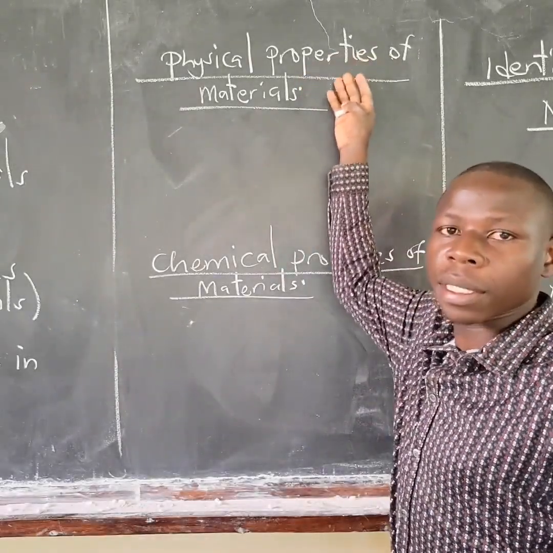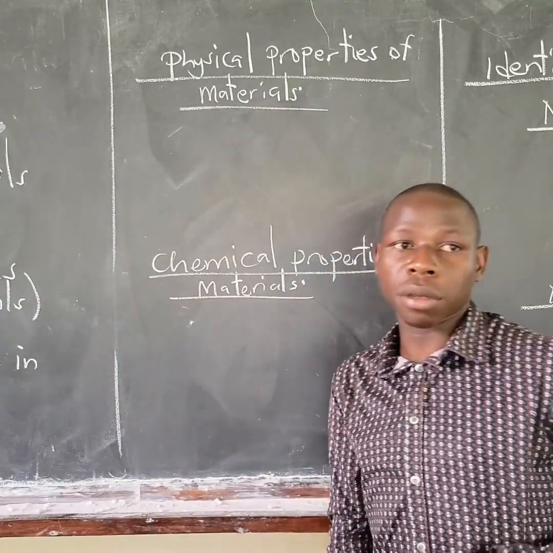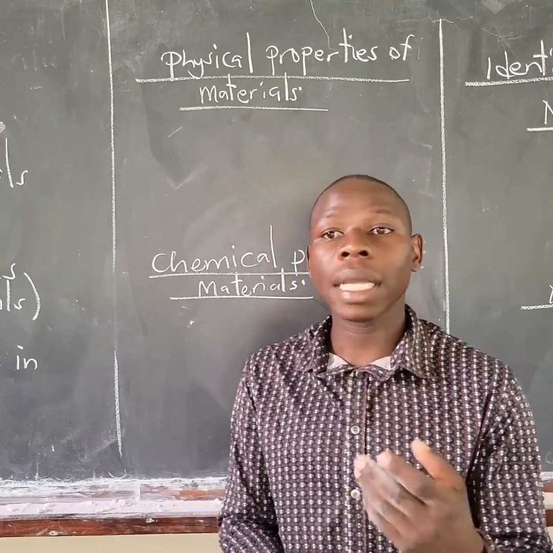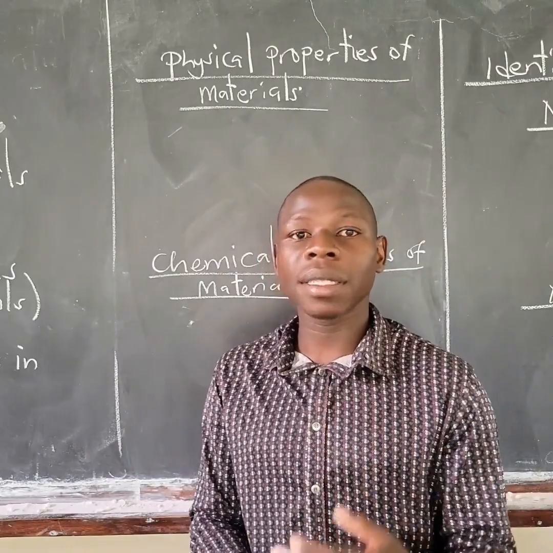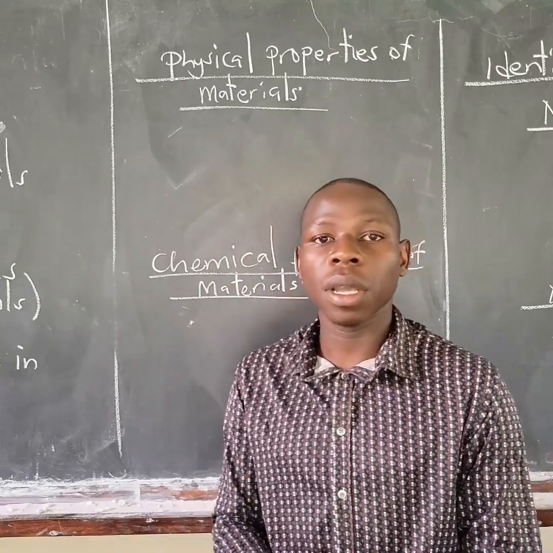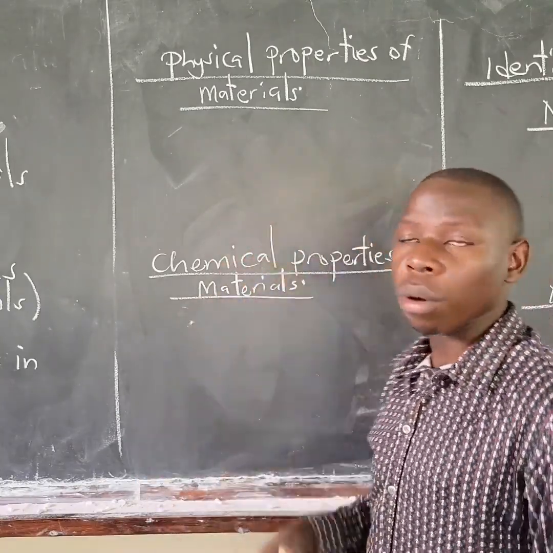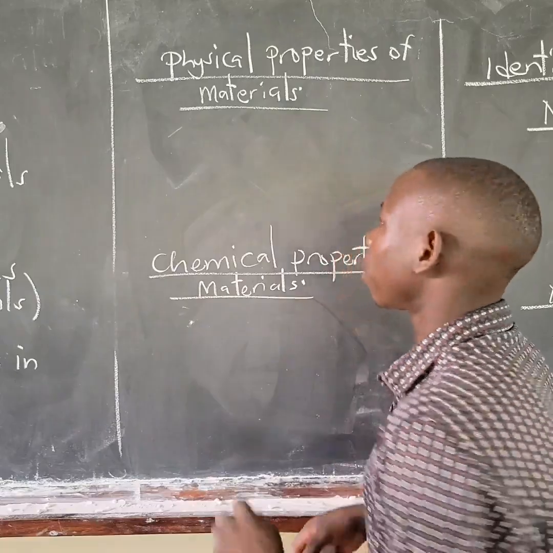The physical properties of materials, then the chemical properties of materials. These properties determine how we use these materials. These properties tell us which material is best for this and which material is best for the other. And we shall start with the physical properties. And here they are.